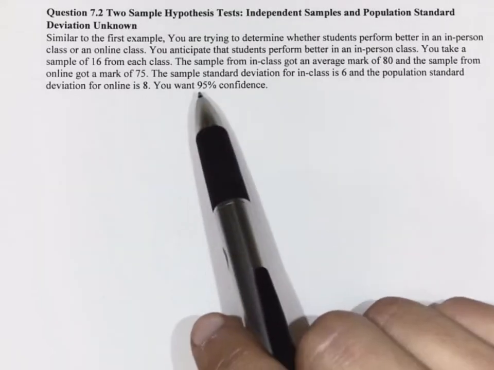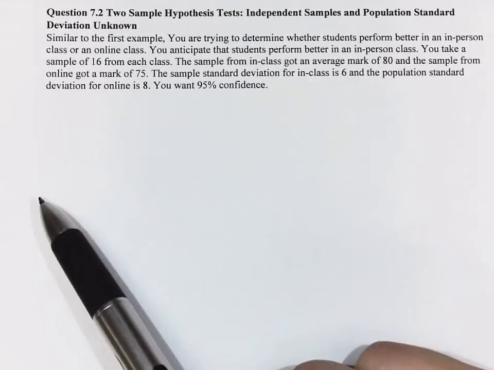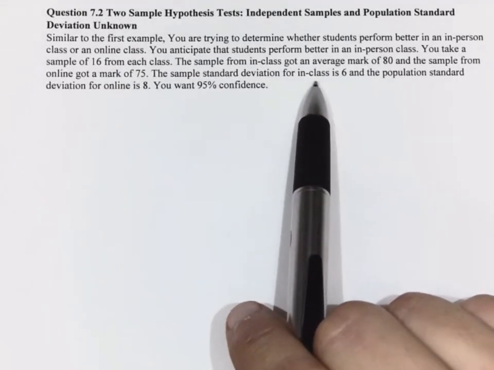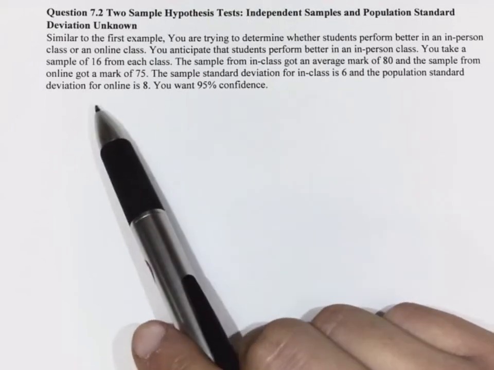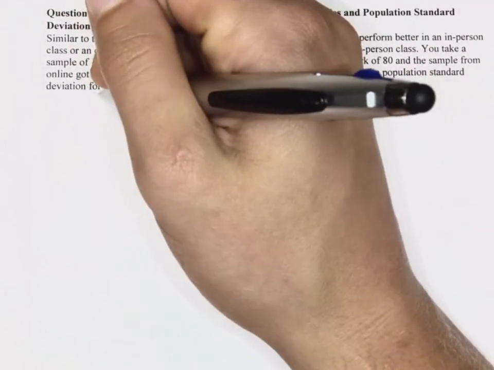The sample from in-class got an average mark of 80, and the sample from online got a mark of 75. The sample standard deviation for in-class is 6, and the population standard deviation for online is 8. This should say the sample standard deviation for online is 8. You want 95% confidence. So first thing, let's organize our information.